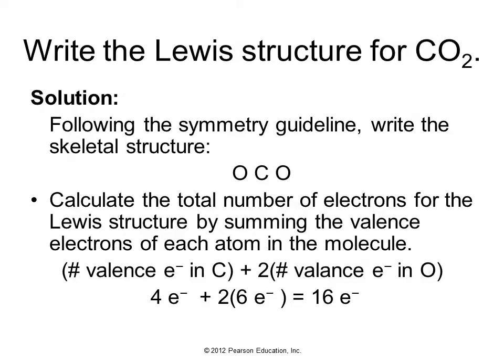So, say we write the Lewis structure for carbon dioxide. Well, first of all, we're going to put the carbon as the central atom and the oxygens as the peripheral atoms. That's the skeleton. Second, we get the total number of electrons. Carbon in group 4 brings 4 electrons, and each oxygen in group 6 brings 6. And we have 2 oxygens, so 2 times 6 is 12, plus 4. We've got 16 electrons to work with.